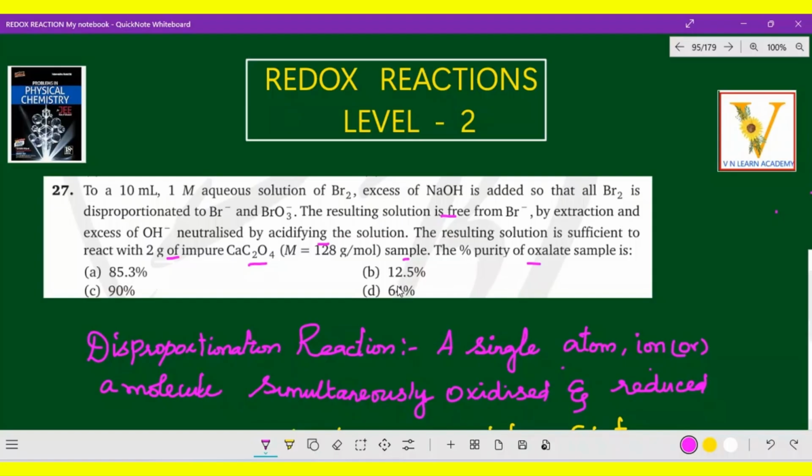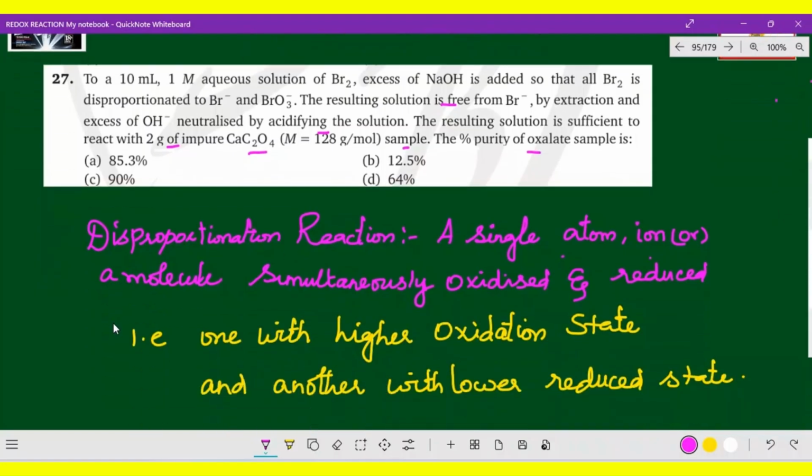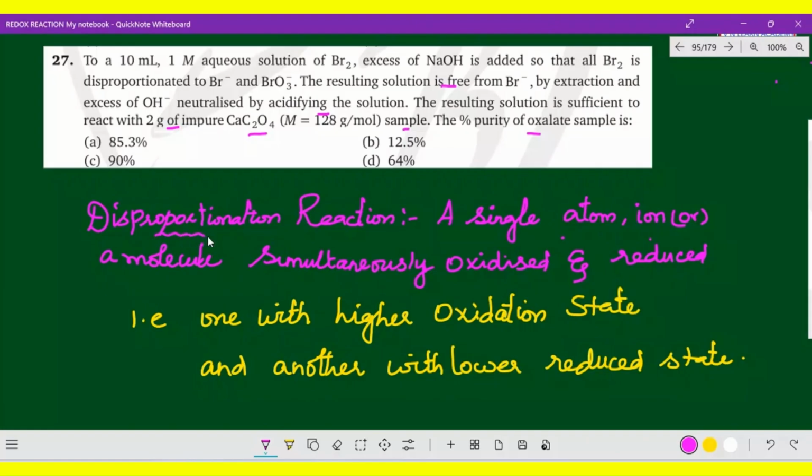Come on, let us first identify the disproportionation reaction. What do you mean by disproportionation reaction? You know very well: a single atom, ion or molecule is simultaneously oxidized and reduced. That is called a disproportionation reaction. That means it plays a double role: a specific atom, ion or molecule plays the role of oxidation as well as reduction. That means the same atom, ion or molecule is oxidized as well as reduced. I hope you got that idea.